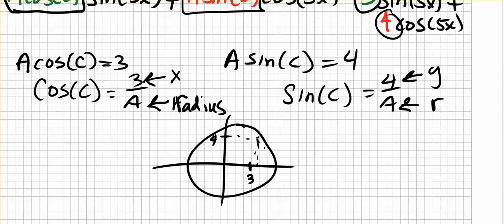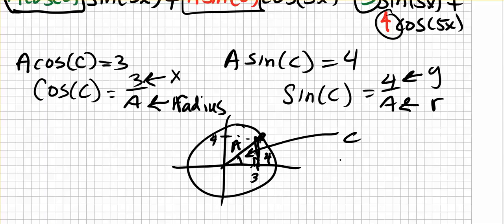Let me make that prettier. So we have this right triangle here. And this angle right here is our C. And our hypotenuse is A. So if you're in my class, you might recognize this as a 3, 4, 5 triangle, which happens to be a Pythagorean triple. But if not, then you know that we can use the Pythagorean theorem on this right triangle to solve for A. So we know that 3 squared plus 4 squared equals A squared. Or 9 plus 16 is equal to a squared.